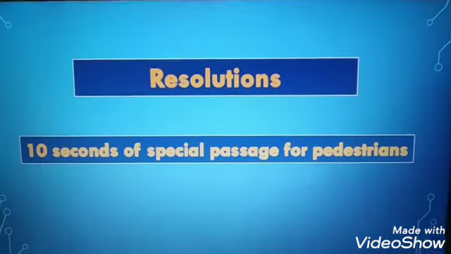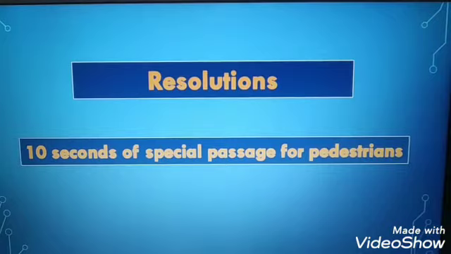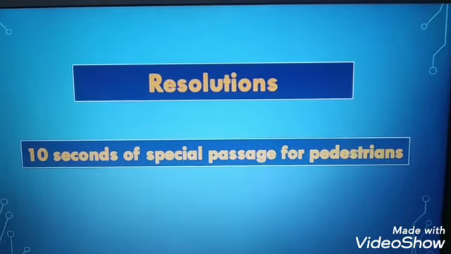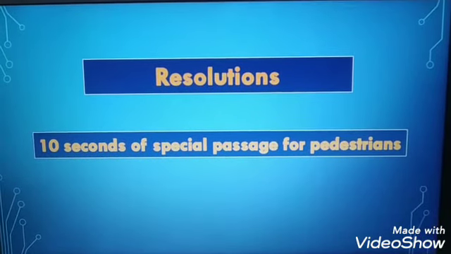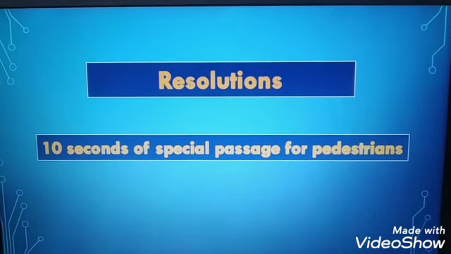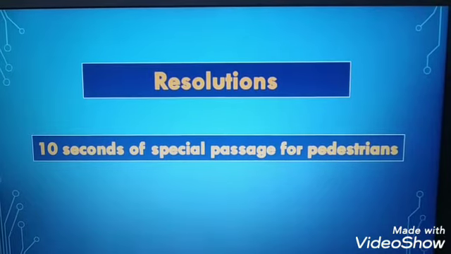And this resolution will be followed judiciously by both the vehicle owners and the pedestrians, and they won't obstruct each other during their cycle going on. The 25 seconds movement will operate smoothly, and the 10 seconds movement will also operate smoothly.